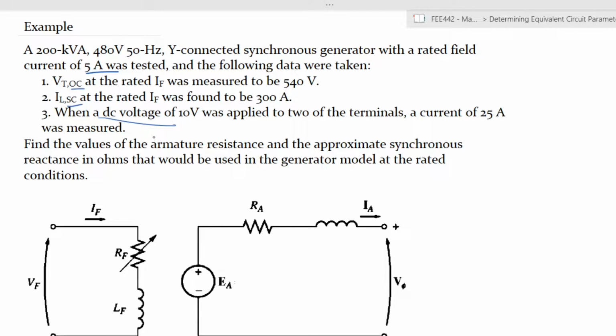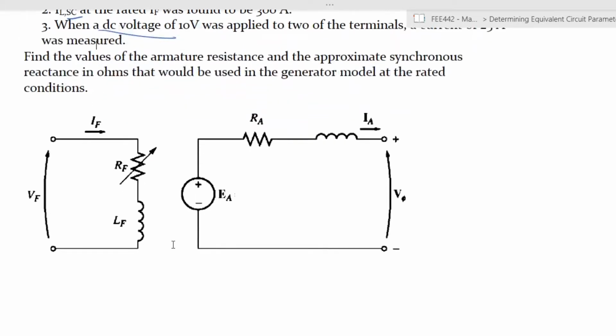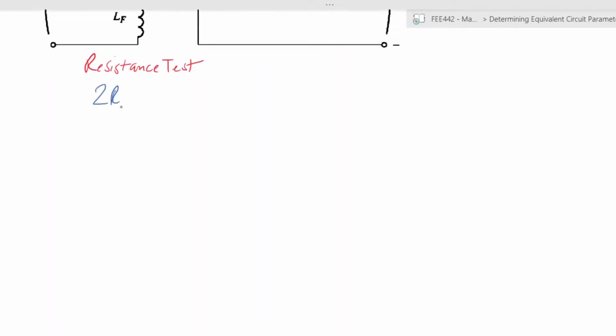What are the values of armature resistance and approximate synchronous reactance in ohms that would be used in the generator model? So the generator model is what we have here. Okay, so first of all, let's do our resistance test. The resistance test is the way we had said, 2RA is equal to VDC over IDC, which gives us RA is equal to VDC over 2IDC.